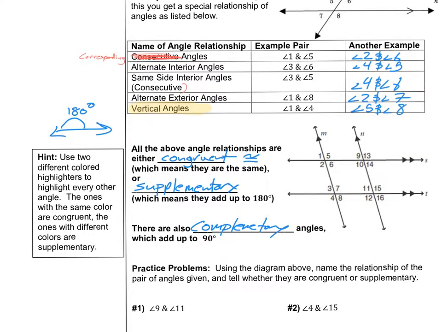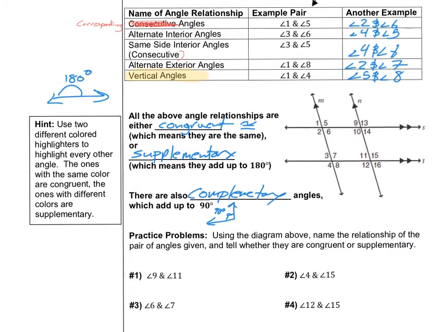Well, 90 degrees, if you think about it, is always a little right angle like this, right? That's 90 degrees. So I like to think that complementary angles make perfect corners. Complementary angles make corners. Supplementary angles make straight lines. Just an easy way to remember those two vocab words.